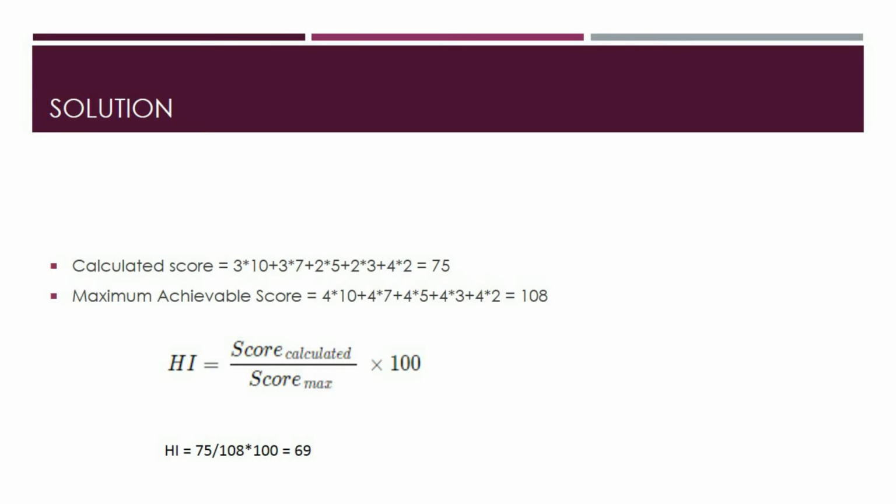Now the formula is score calculated divided by maximum score attainable times 100. So in this case, it will be 75 divided by 108 times 100, in which we have 69 as a result. As mentioned in the fundamentals section, a score between 50 and 70 is fair, meaning that in this case there are signs of significant deterioration and increased testing and diagnostics are needed for this particular pole.